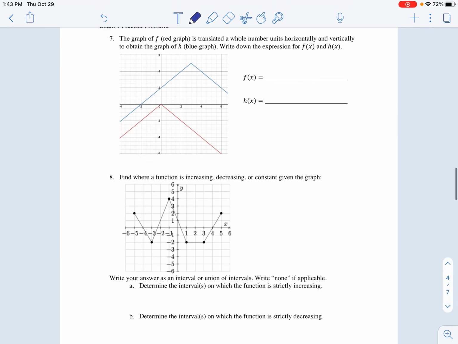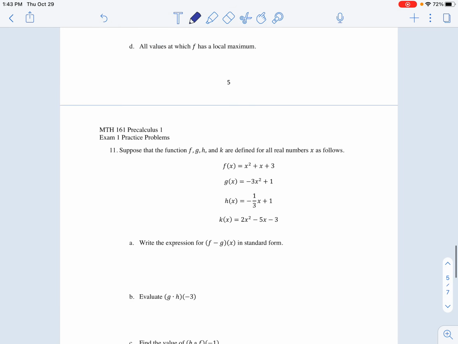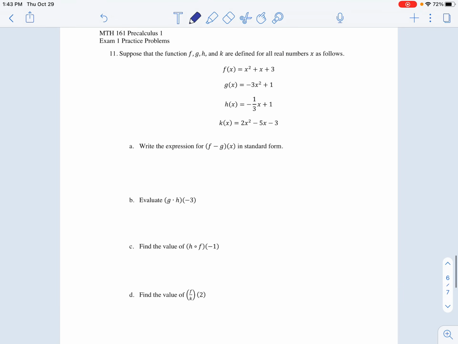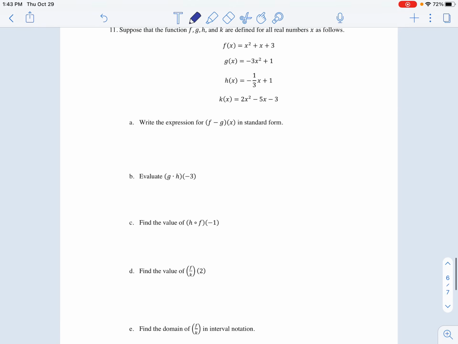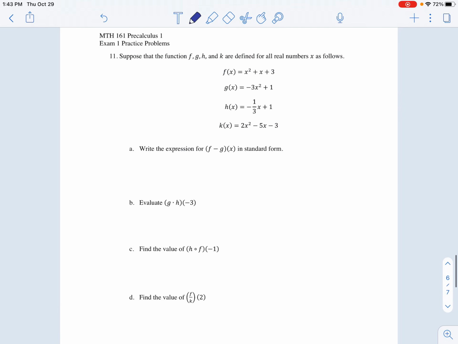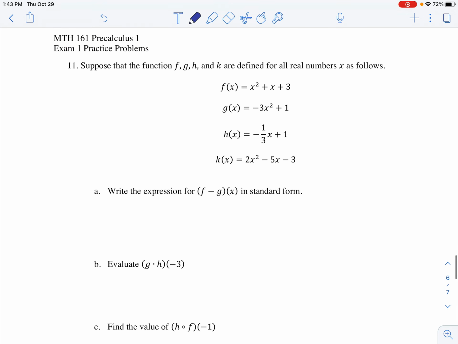All right, the next one is number 11. I'm gonna go find number 11. Here it is. So this is something that we just went over today in section 1.8. I got 4 different functions, f, g, h, and k, and I have 5 problems to do. 11. The functions f, g, h, and k are defined for all real numbers x as follows.